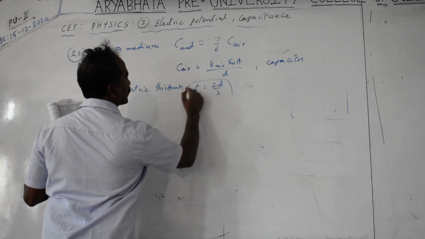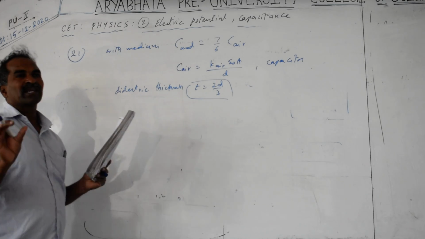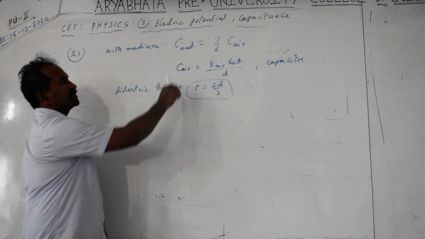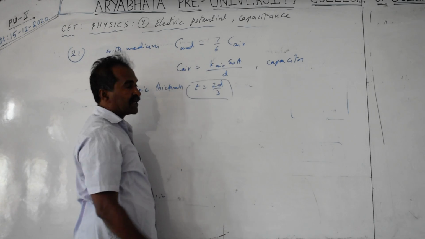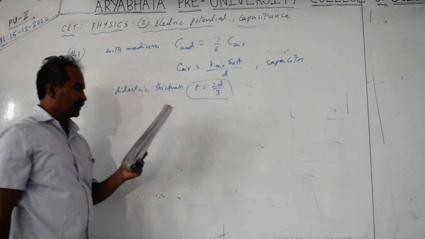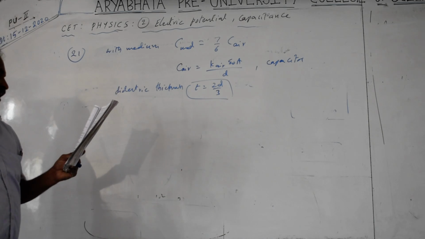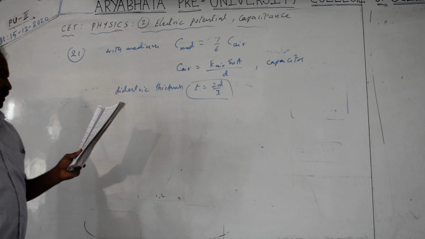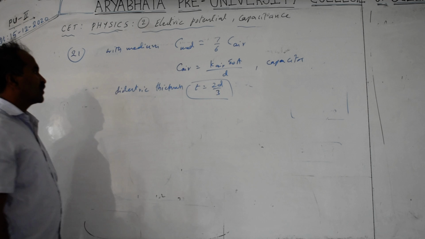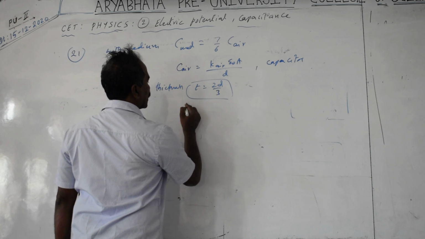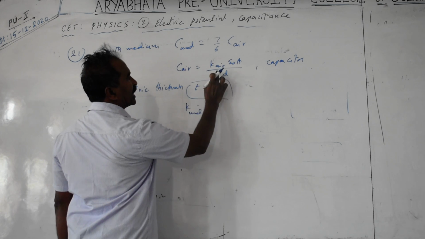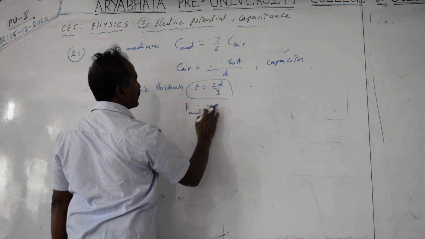T is less than D. Less than D means what? Incomplete with dielectric. T equal to D means fully filled. Fully filled means you simply get C equal to K into C air. But it is not exactly K times C air, because it is incomplete, partially filled with the dielectric. D is the distance between the plates.